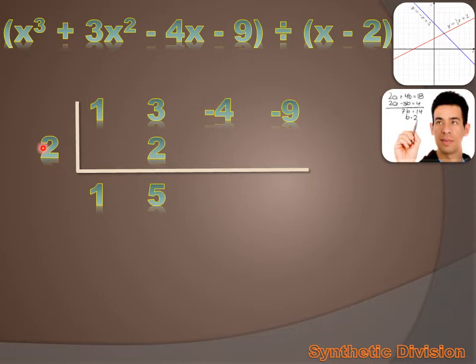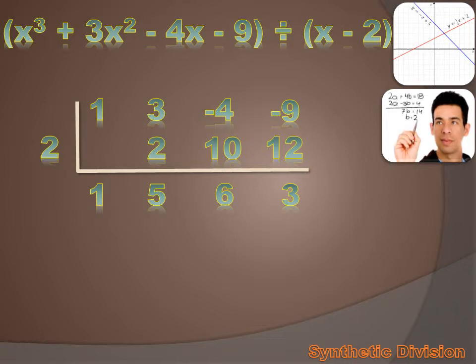Next, I multiply that 5 times the 2, and I put it over here. 5 times 2 is 10. Now I add the 10 and the minus 4, and I get 6. Now I multiply that 6 times the 2, and I get 12. And then I add the minus 9 and the 12, and I get 3. Well, believe it or not, we're done.